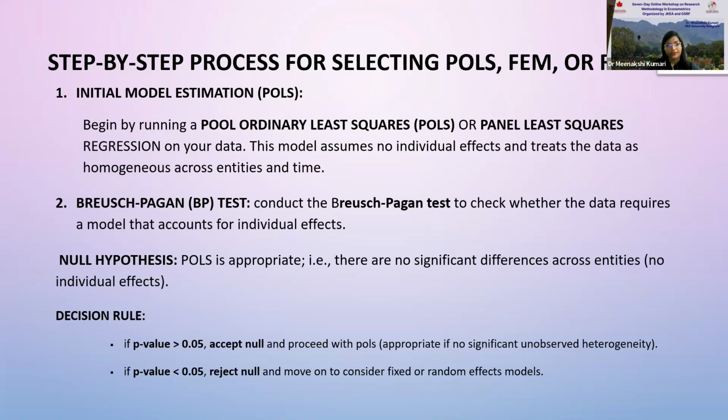Again, before concluding, you need to go for all the diagnostic tests. So this is the first process. Run POLS, run the BP test, and see the decision rule: if the p-value is less than 0.05, go with either FE or RE.